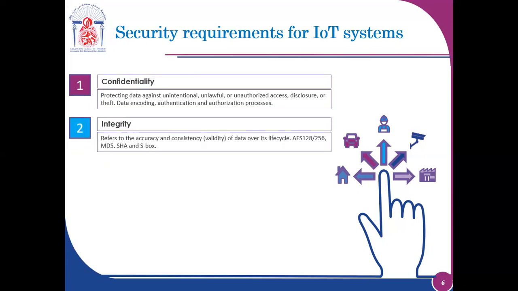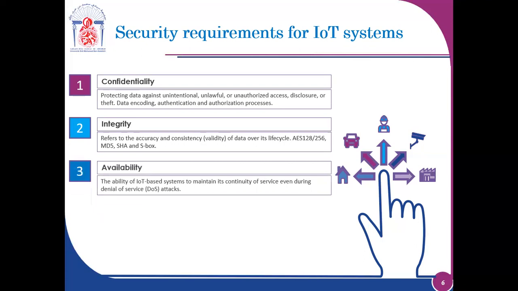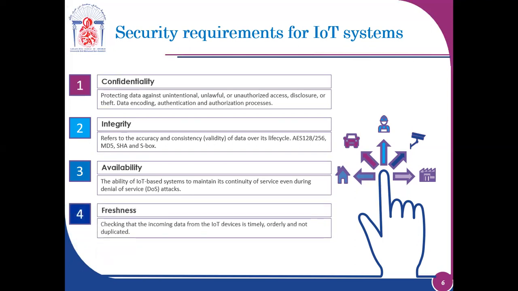Data integrity guarantees that the data exchanged between devices is authentic and not manufactured by hackers during communication. Data availability indicates the ability of IoT-based systems to maintain continuity of service even during denial of service attacks. And freshness involves checking that the incoming data from the IoT devices is timely and not duplicated. That concludes my second topic.